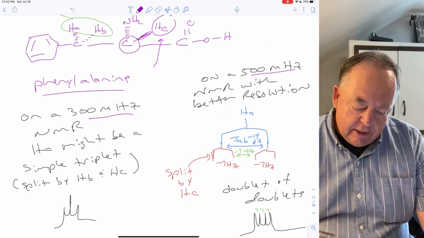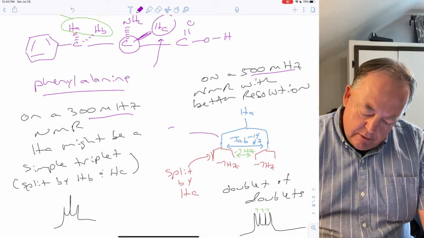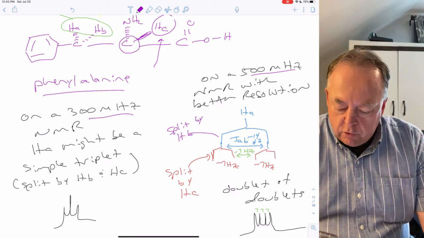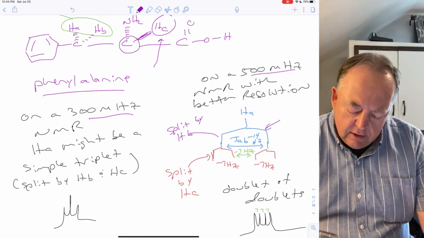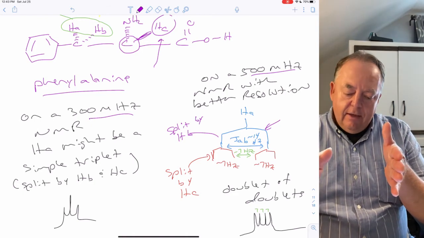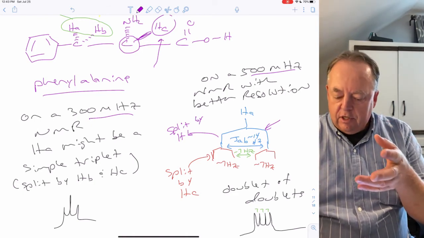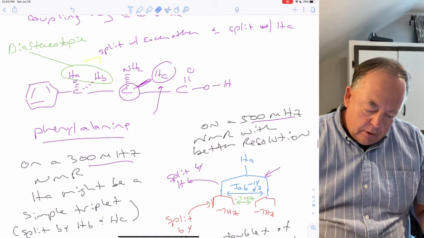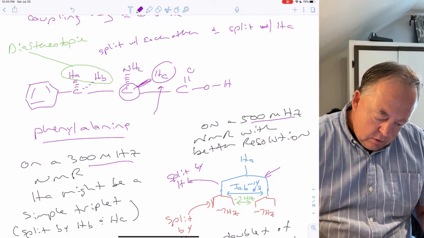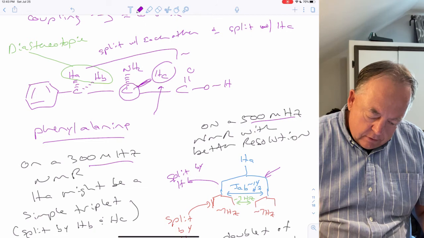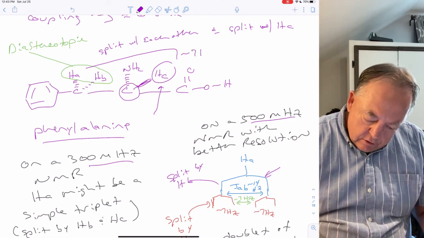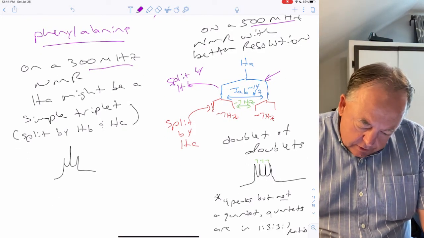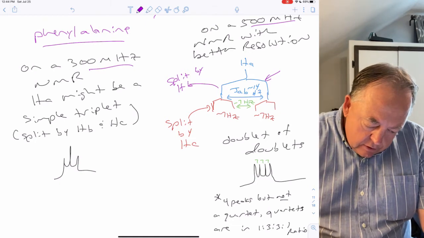So if we just go through this for HA, HA is going to be split by HB. So 1 neighbor, 2 peaks, so a doublet, and the coupling constant's about 14 hertz. So those 2 peaks would be 14 hertz apart. And then HC, one neighbor, is going to split each of those peaks into 2. So you're going to have a doublet of doublets. And this coupling's around 7 hertz. Okay, so that's going to be split into 7 hertz.